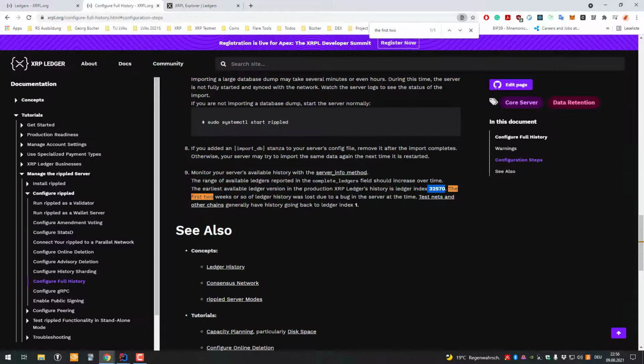Due to a bug in the code, you can see here that the ledger indexes from 1 to 32,570 are missing. You can see here that the earliest available ledger is 32,570. The first weeks or so of ledger history was lost due to a bug in the server at the time. We can see here, obviously in testnets and other chains, it starts from 1.